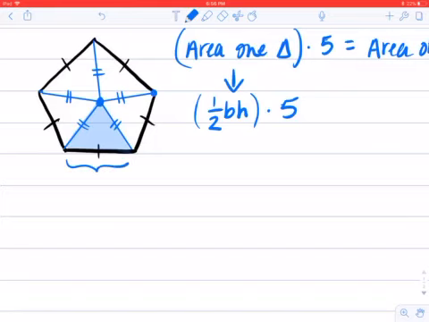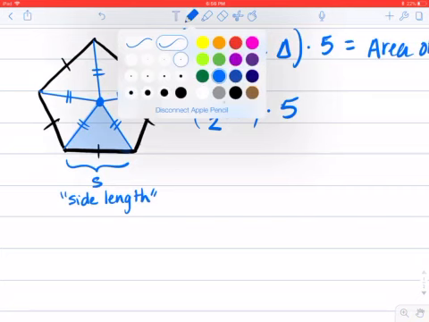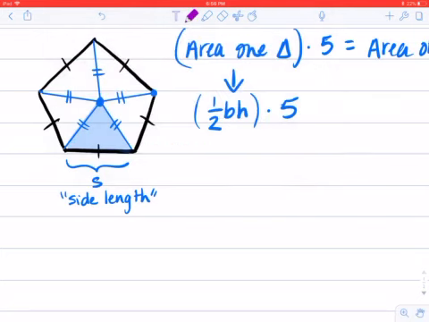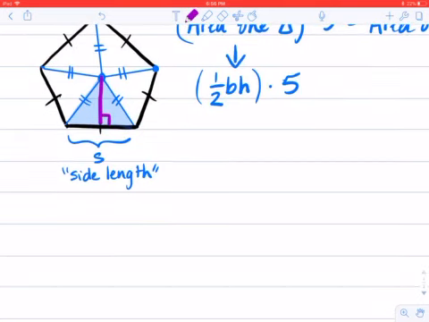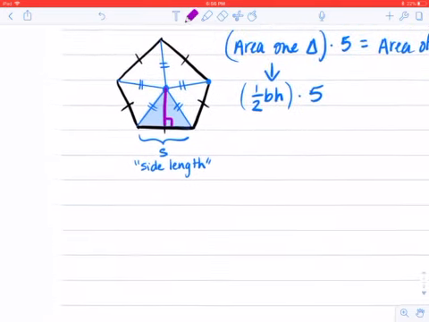The whole base would be this piece here, right? So we're going to call that S for side length. Could call it base, but it's a little confusing when we talk about polygons. We always refer to S as the side length of polygons, okay? And then the height would be this segment right here. So that is the height of the triangle.